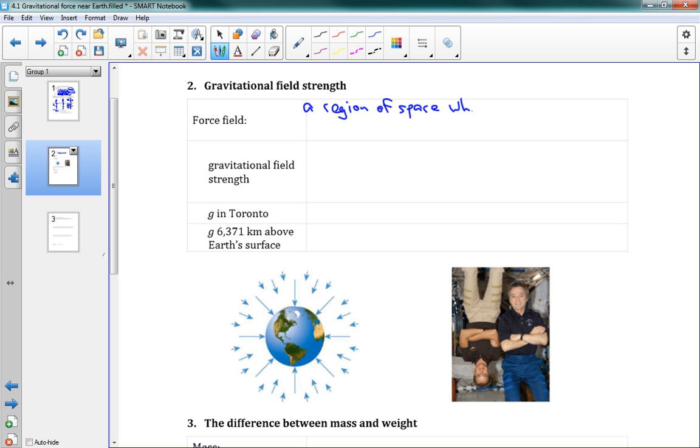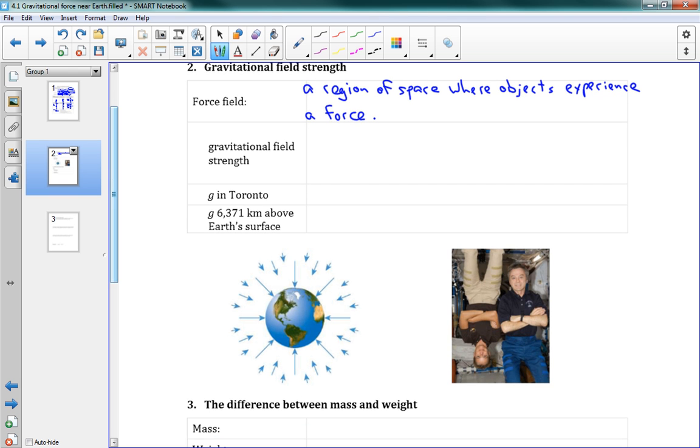I'm not talking about Star Wars here with force fields that deflect lasers and that sort of thing. A force field is a real thing, and it's a region of space where objects experience a force. So all around Earth, objects experience a force due to gravity. That is a gravitational field. It's a force field. So we can talk about force fields in that sense.